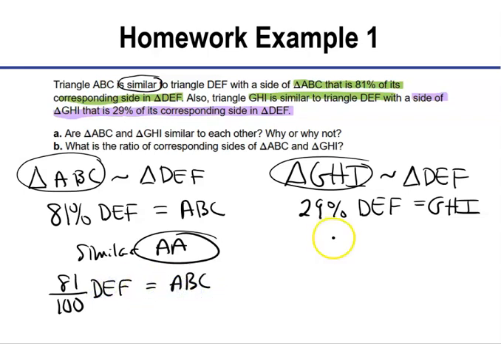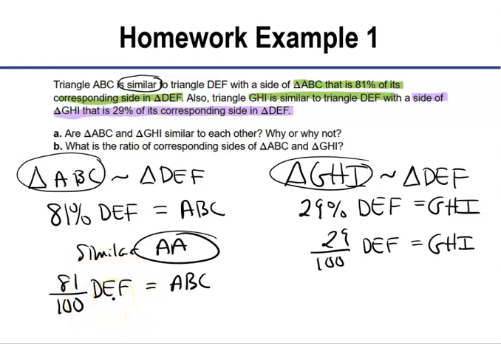Okay, over here we know 29 out of 100 of any of those sides, DEF, is equal to GHI. Now again, our connector is DEF. You know what I want to do? I want to solve for DEF. I want to get DEF all by itself.